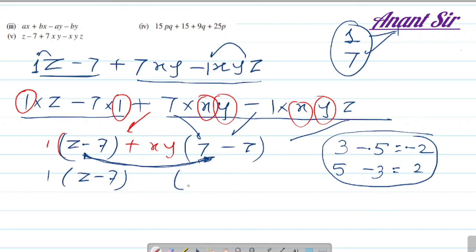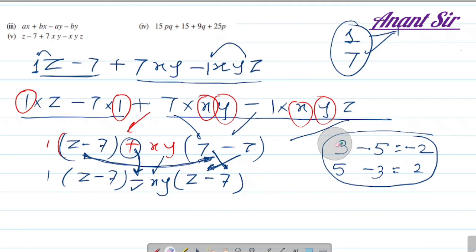So now we just need to do this as z minus 7, right? For that, just do one more magic. Change the sign of this xy. If it is plus, make it minus. If it is minus, make it plus here. Just change the sign. That's it. If you change the sign, you can just interchange their places now.